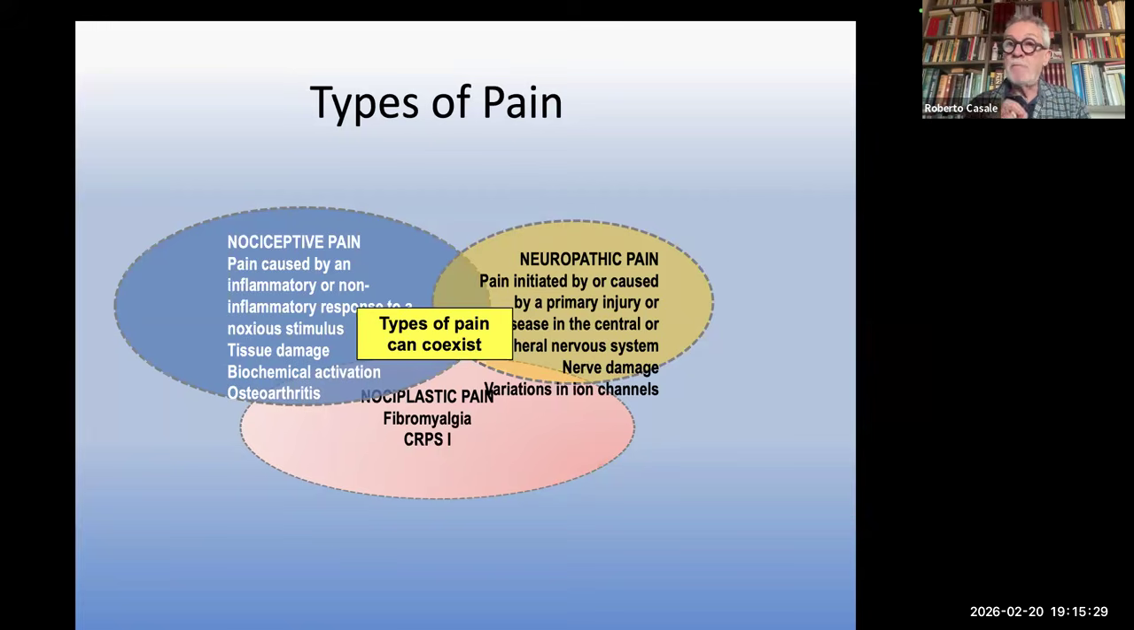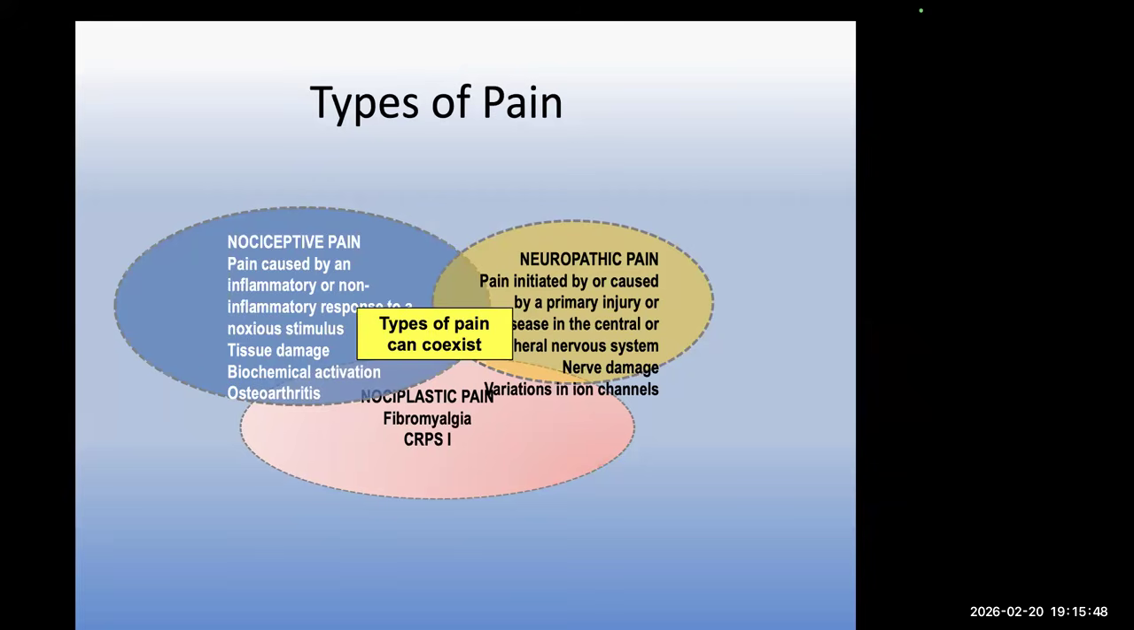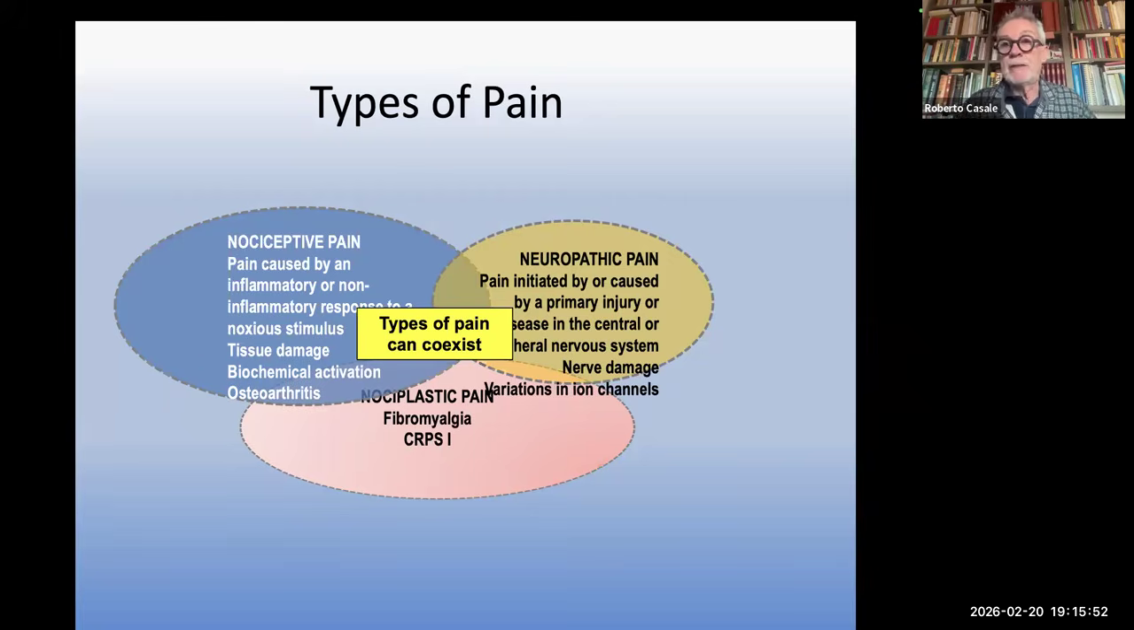And when we are making a written diagnosis of chronic nociplastic pain, please also add with a component: nociplastic pain with a neuropathic component, or with a nociceptive component, if the fibromyalgic patient, for instance, has a rheumatoid arthritis.